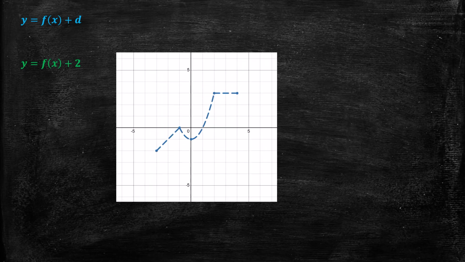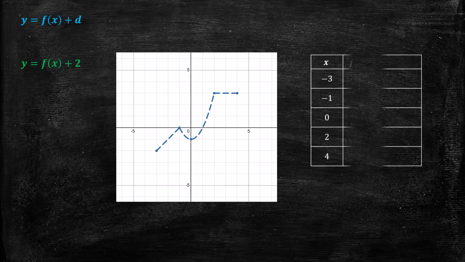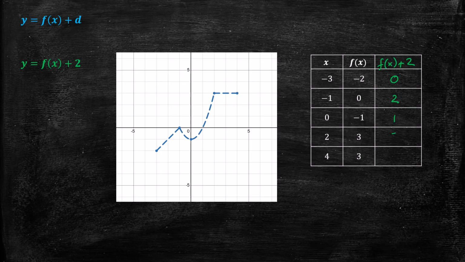So we'll begin by finding what transformation effect we would get by adding a constant d to a function f of x. So for example, let's pretend d is 2, and here's a function for us to work with, and here is a list of the function values for select x values. So let's generate a column that represents f of x plus 2. So we literally just say negative 2 plus 2 gets 0, 0 plus 2 is 2, negative 1 plus 2 is 1, 3 plus 2 is 5, and then 3 plus 2 is 5 again.